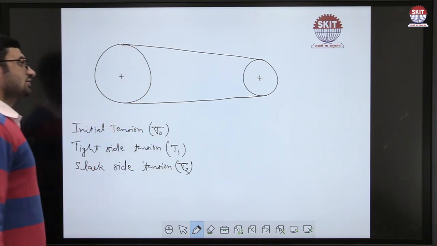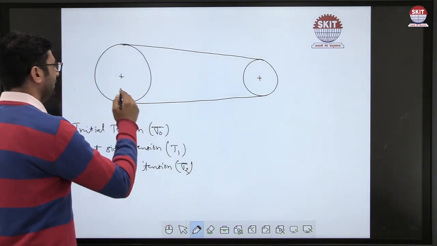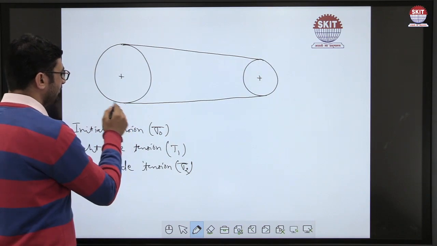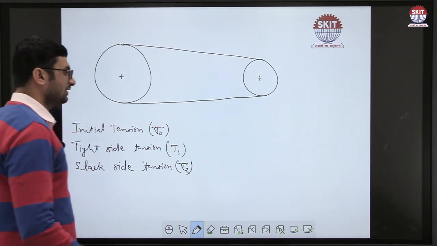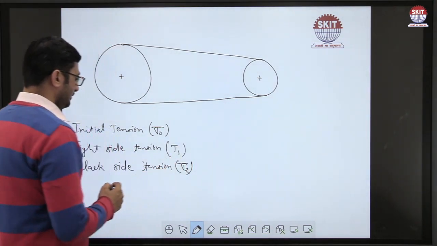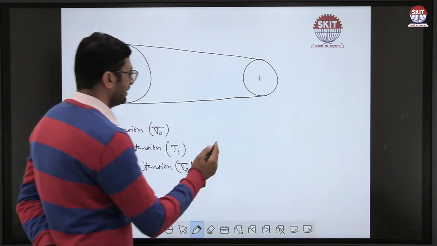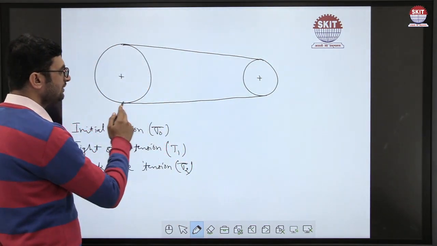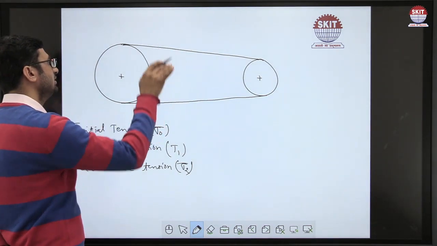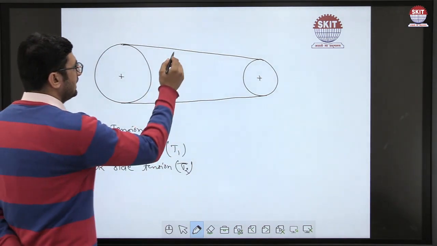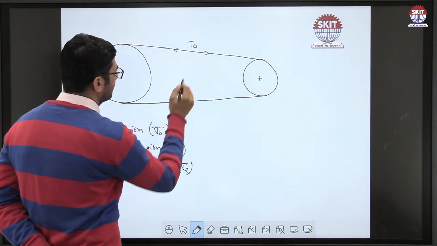Initial tension is the tension provided initially to transmit the power. When the power starts, the tension on one side of the belt increases and on the other side of the belt the tension decreases. These are the two sides. This is one side and this is the other side. In the starting, the belt has the initial tension T naught on both sides.